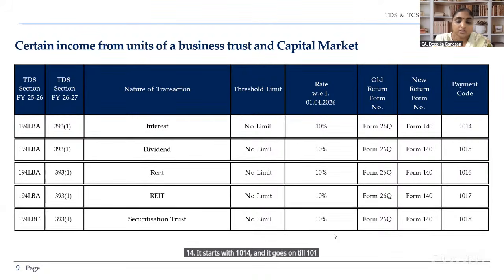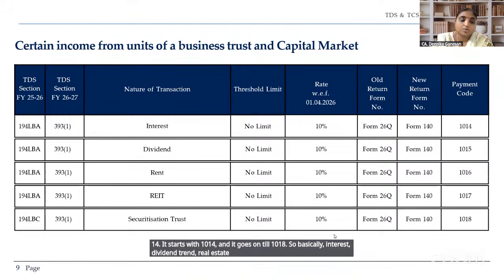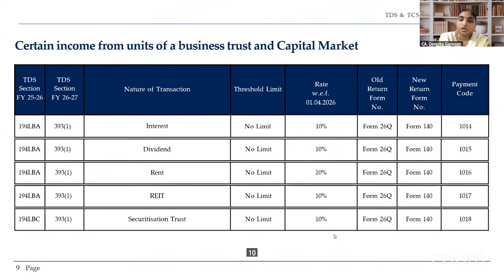So basically, interest, dividend, rent, real estate income, all the securitization trust, for everything, there is no limit and the rate is the same, 10% only. The form is different and the payment code for each transaction is different. So this is one thing which we have to take into consideration.